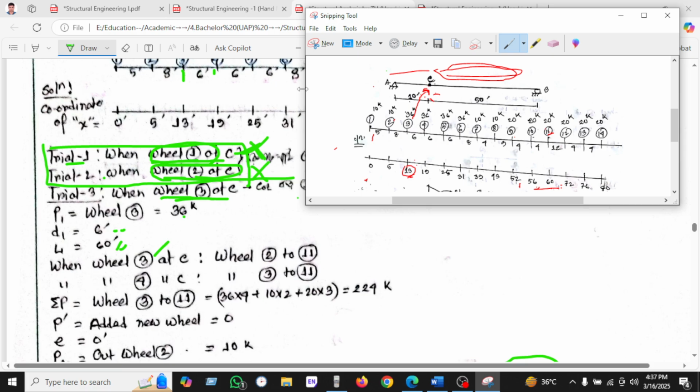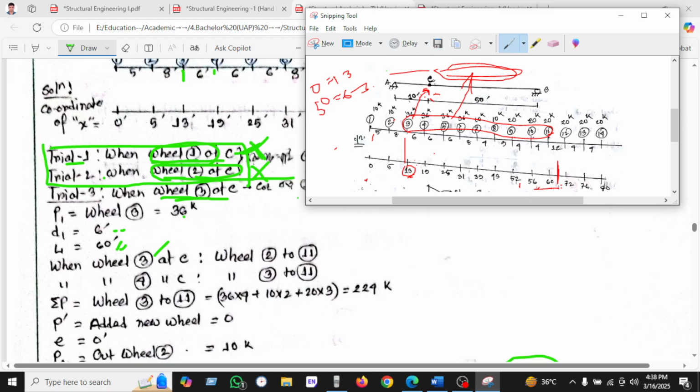So if we let 0 equal to 30, as the coordinate 30 is given here, then 50 equals how much coordinate can we go? We can go to 63. So this is the 60, this is the 63. So we can see wheel 3 to 11 we can take in this beam. Okay, so that's why we can take wheel 3, wheel 2 to 11.